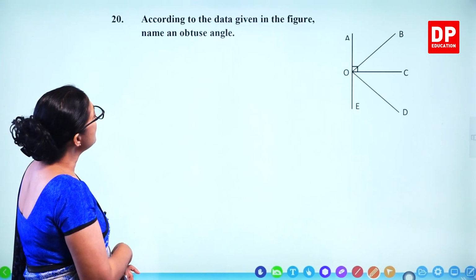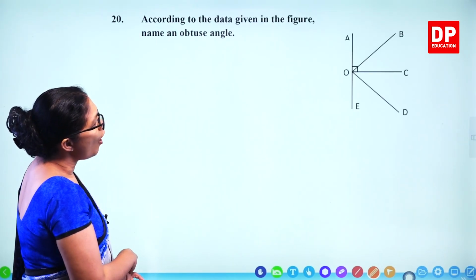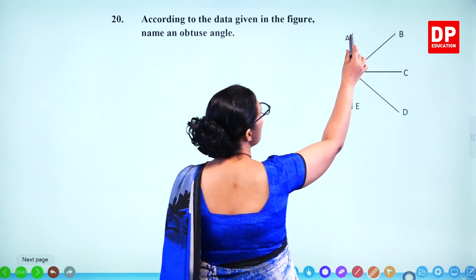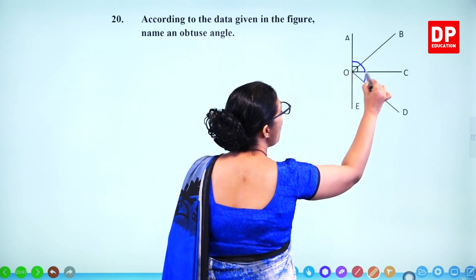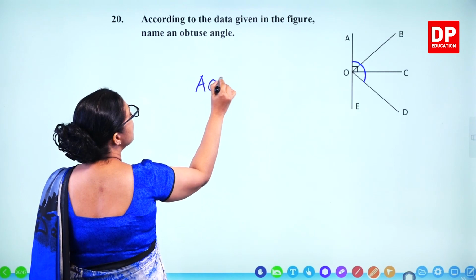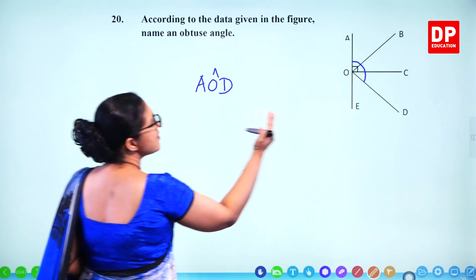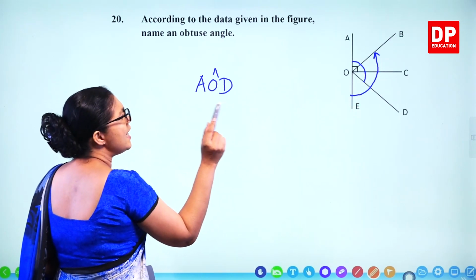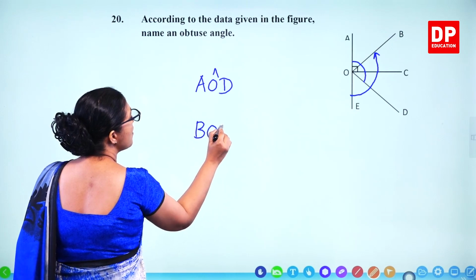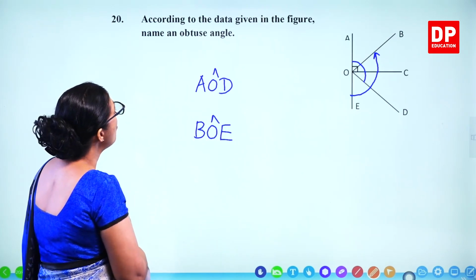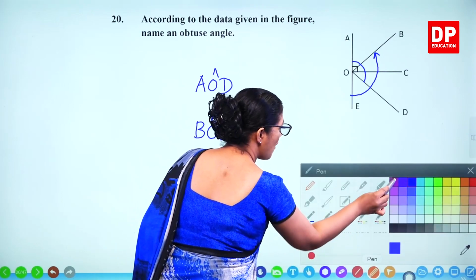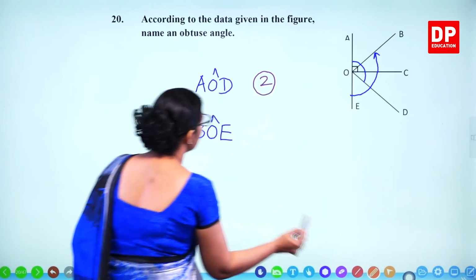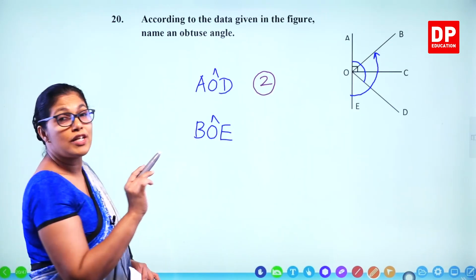According to the data given in the figure, name an obtuse angle. Obtuse means more than 90, less than 180. So if I start from here, I can write angle AOT is obtuse. If I start from here, this should be somewhere here, BOE. You can write any one, BOE or AOT. So you get 2 marks. You have to only write one. So that's the last question in part 1.